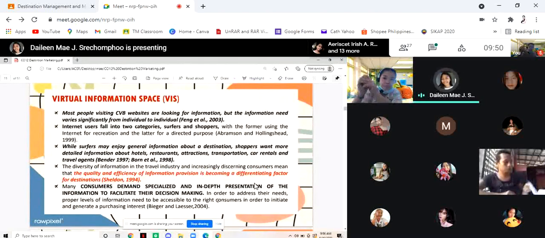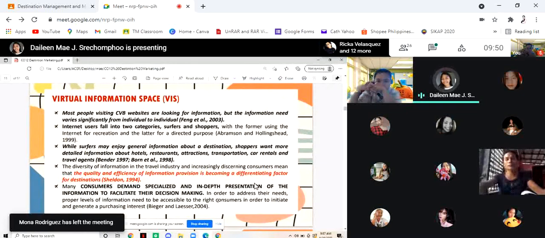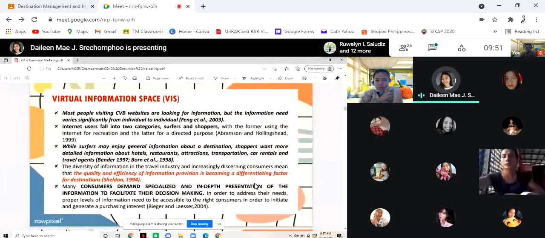Most people visiting CVB websites are looking for information, but the information need varies significantly from individual to individual. Internet users fall into two categories, surfers and shoppers. Yung surfers daw ay former using the internet for recreation and the latter for directed purposes. So, while surfers may enjoy general information about destinations, shoppers want more detailed information about hotels, restaurants, attractions, transportation, car rentals, and travel agents. So, yung mga tao daw, pag nag-visit sila sa mga CVB websites, naghahanap sila ng information, but kasi nga iba-iba pa din yung personality ng mga consumers, yung kailangan nilang information ay iba-iba din.